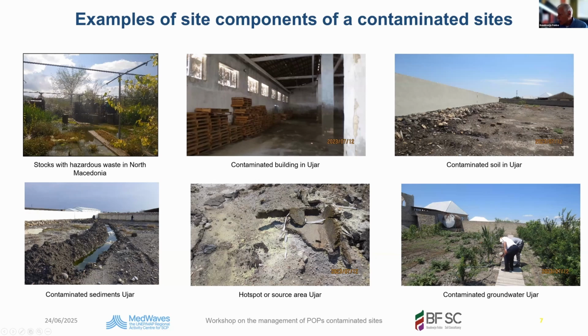And there was a vegetable garden close to this facility. So the groundwater was tested, and it turned out to be contaminated. And we restricted the use of the groundwater for irrigation because it was contaminated. So these are the site components of a contaminated site in general: stocks, buildings, soil, sediments, hotspots, and groundwater.